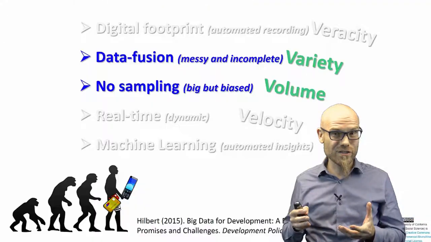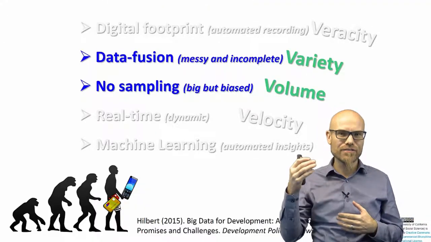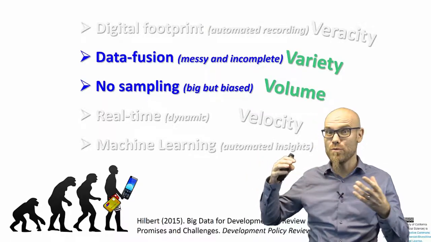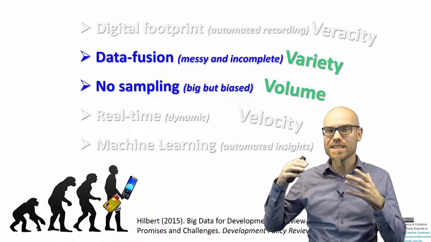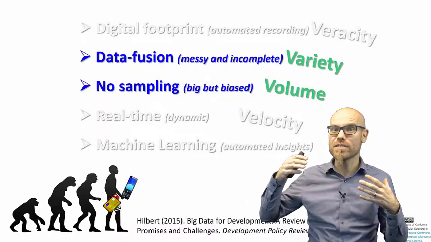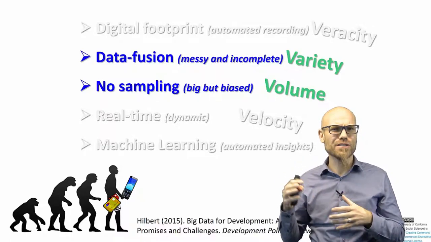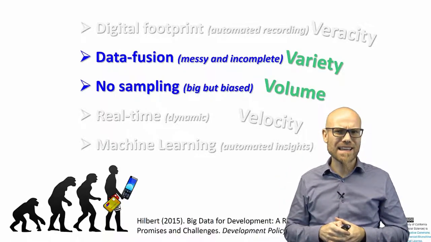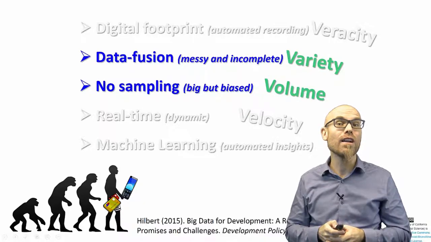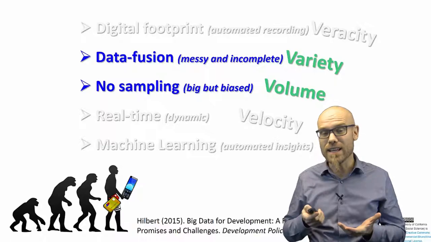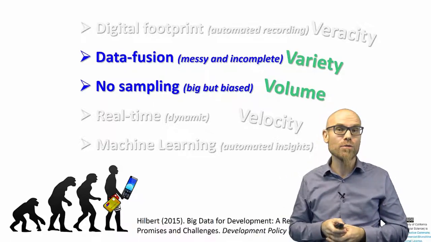For the next two characteristics of big data, data fusion and no sampling, the idea that we work with a variety of data and with big amounts of data, possibly with everything that's there, we just record the entire population. I'm going to treat them together, because I'm going to walk you through a recent example from the world of politics and how big data is used in politics, specifically in representative democracy.